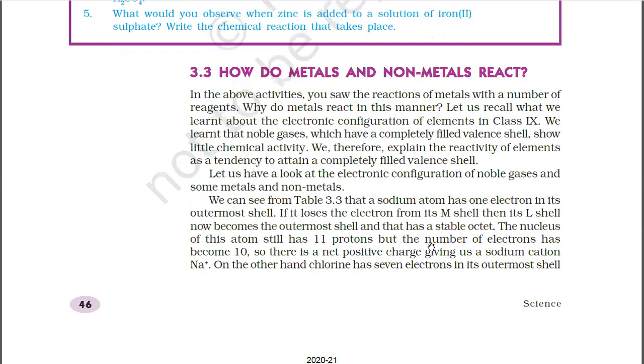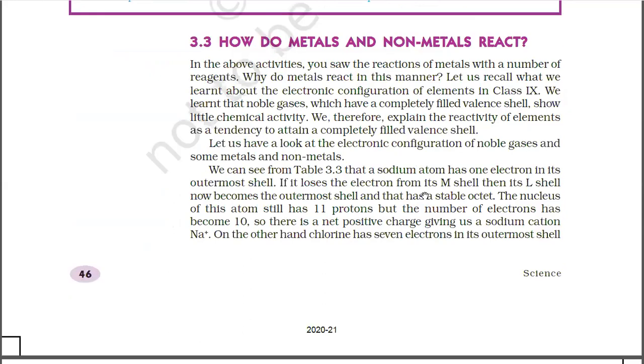How do metals and nonmetals react? In the above activities, you saw the reactions of metals with a large number of reagents. Why do metals react in this manner? Let us recall what we learned about the electronic configuration of elements in class 9. We learned that noble gases which have a completely filled valence shell show little chemical activity. We therefore explain the reactivity of elements as a tendency to attain a completely filled valence shell.